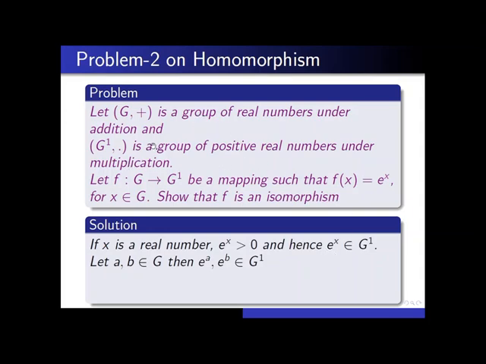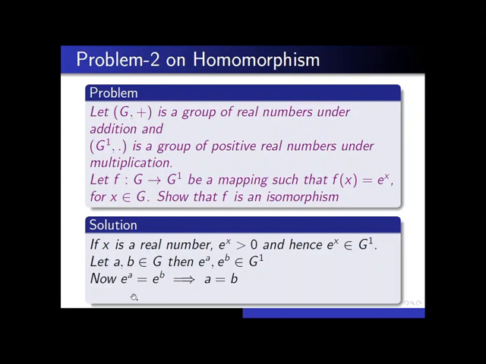So compulsorily it lies in G dash. Now let a, comma, b belong to G. Let us take any two elements. Then according to this, f of a is e power a and f of b is e power b. So e power a, comma, e power b belong to G dash. So e power a is equal to e power b, that is, f of a is equal to f of b.